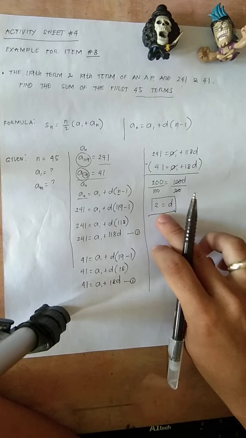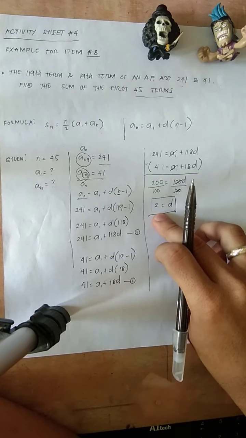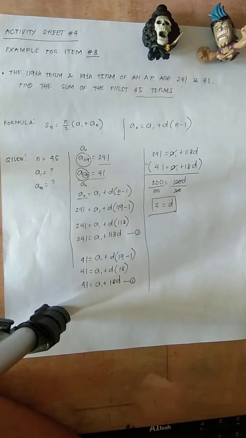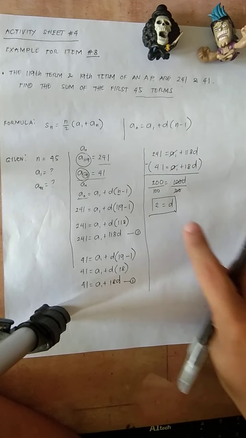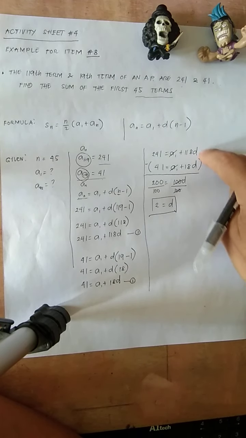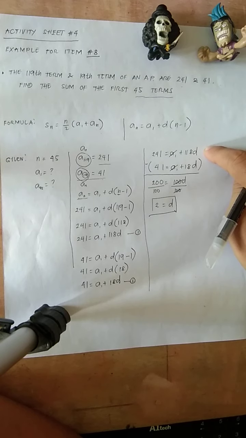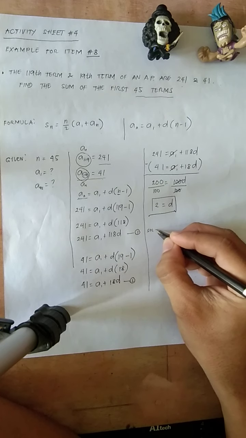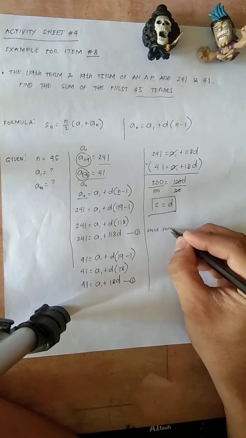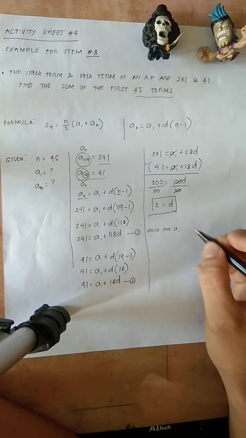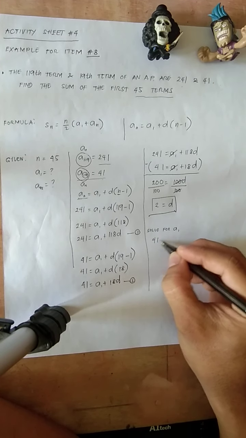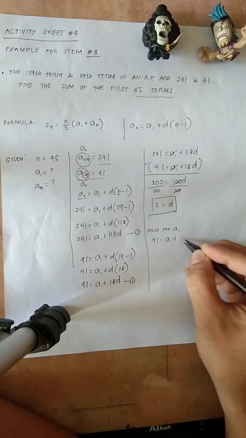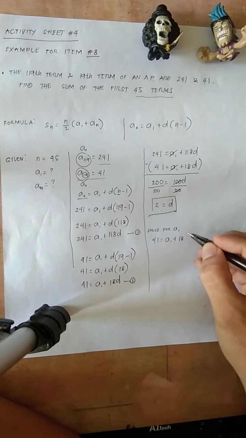Now let us make use of this value to find the value of a sub 1. So we can substitute this to either of the equations. Let's use na lang the second equation: 41 equals a sub 1 plus 18d. So solve for a sub 1. We have 41 equals a sub 1 plus 18 times the d, which is positive 2.